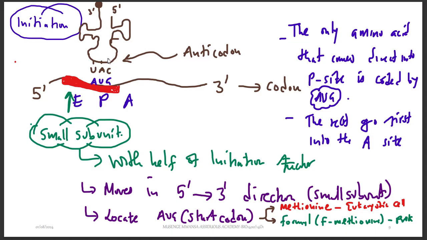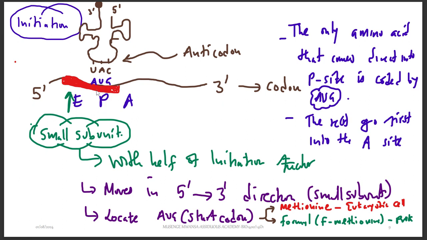Take note that the first tRNA comes in at the P site. It is the only tRNA that comes directly into the P site. So I've got the 3 sites here. The E site, which means exit. This is where the tRNAs that have already brought their amino acid will be leaving.